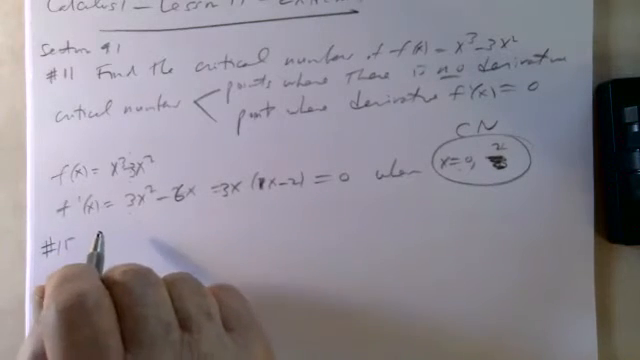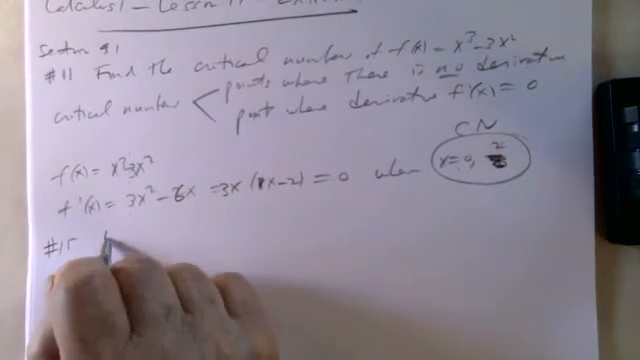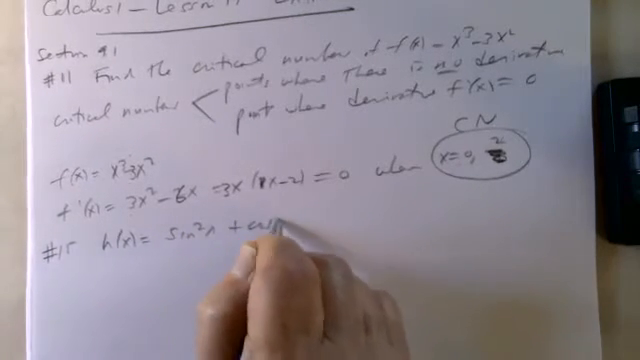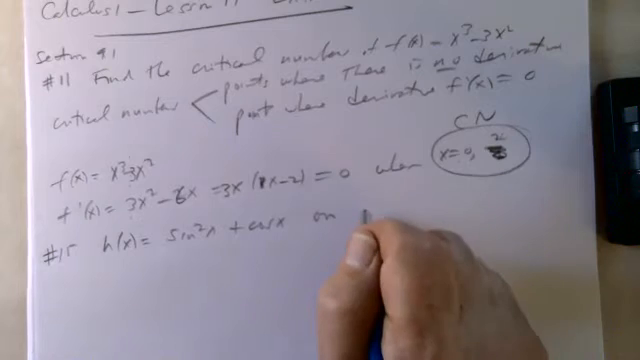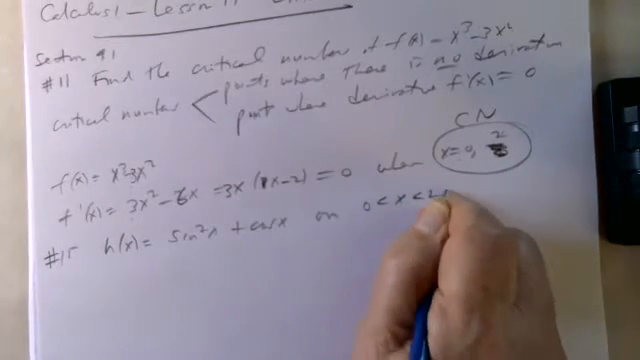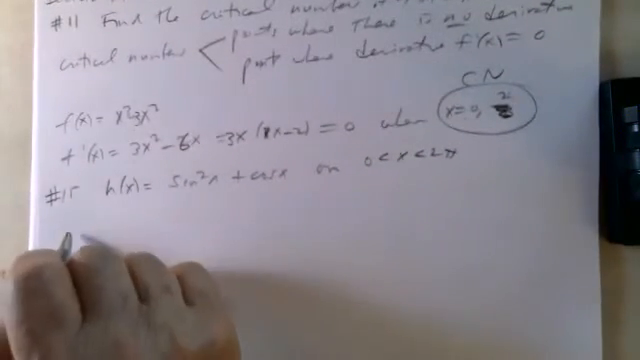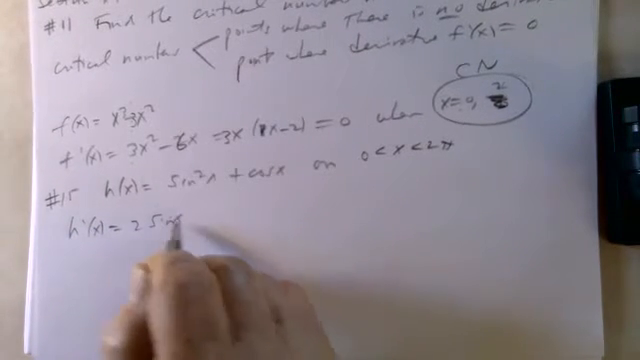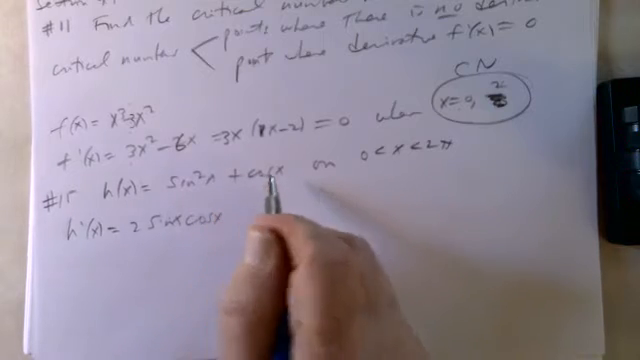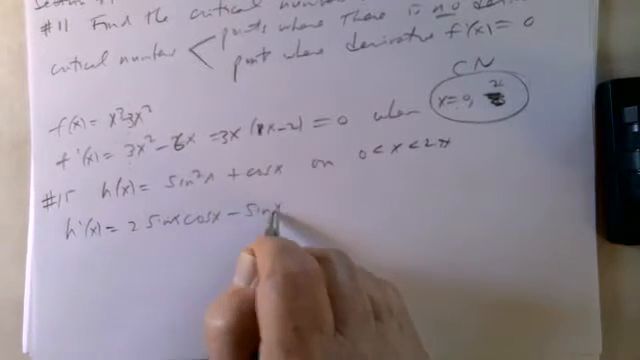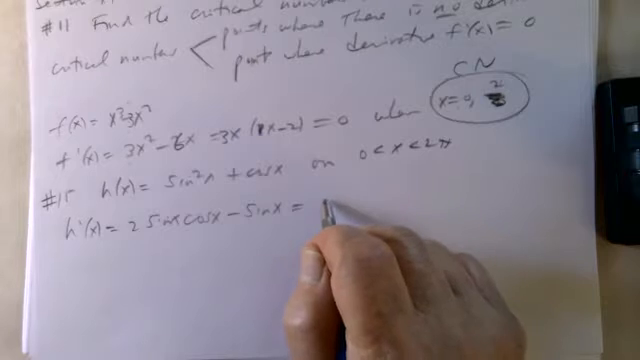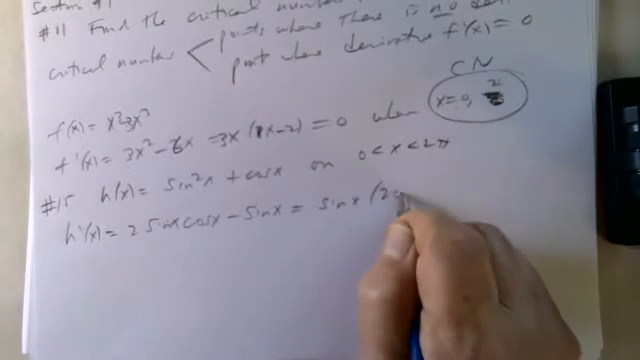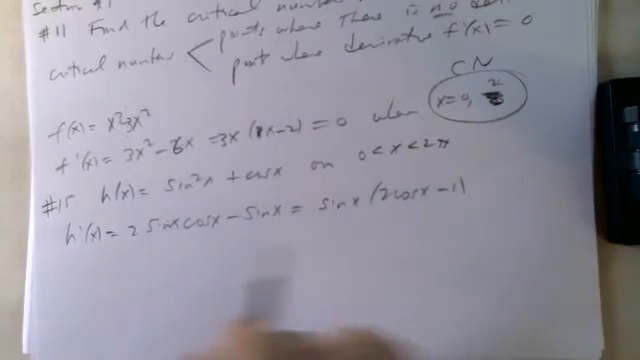In number 15, we have the function h of x equals sine squared x plus cosine x. And we're only looking at it on the open interval between 0 and 2 pi. So the derivative of sine squared x is 2 sine x cosine x. And the derivative of cosine x is minus sine x. That's what the derivative is. I can factor out a sine x. I get 2 cosine x minus 1.